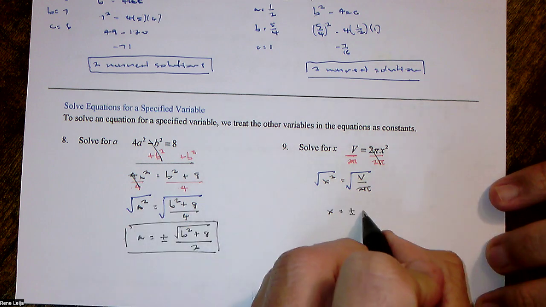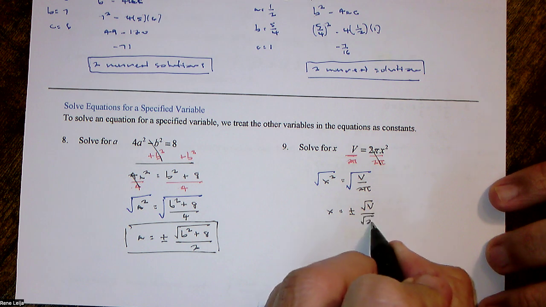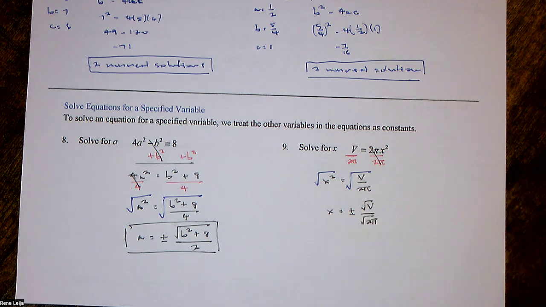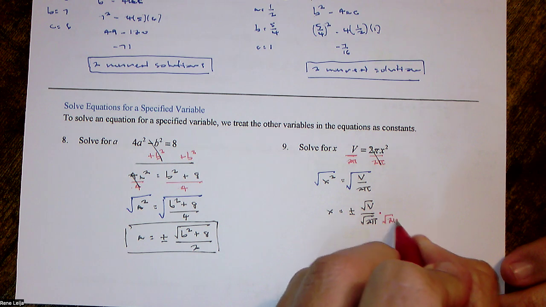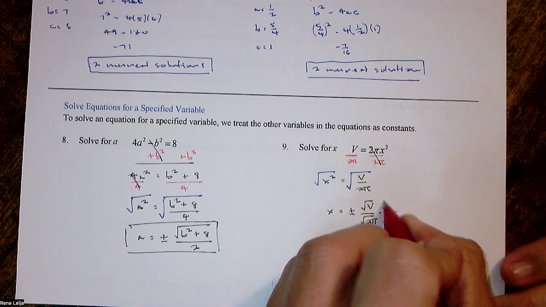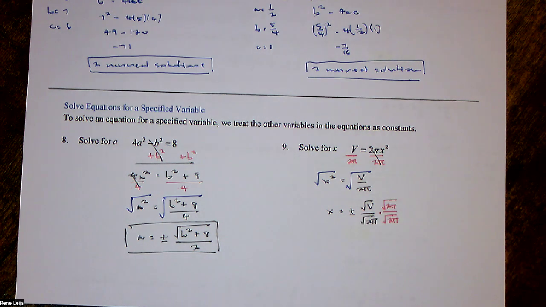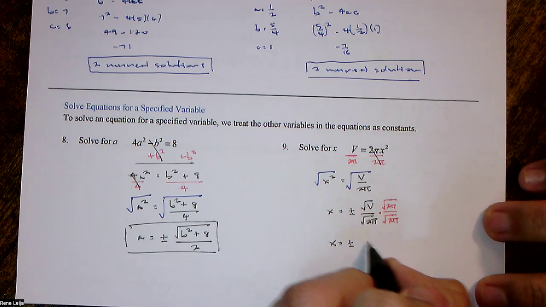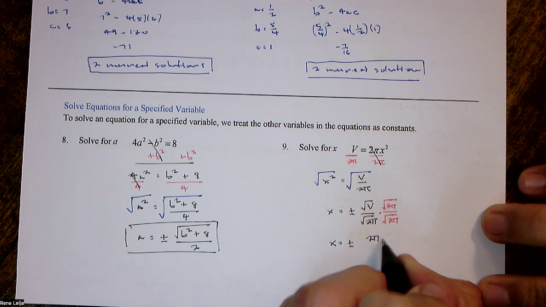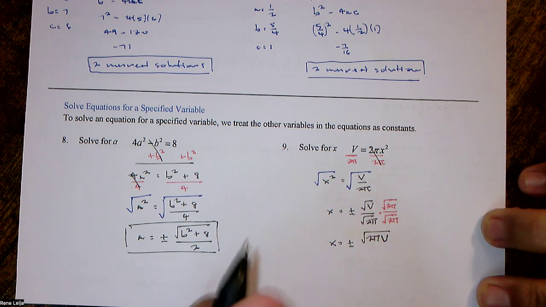I'm going to go ahead and split this apart. The square root of v over the square root of 2 pi. Again, I'm not allowed to have a radical in the denominator, so I have to rationalize. So I'm going to multiply the top and the bottom by the square root of 2 pi. So now we get x equals plus or minus, well, in the top, that's just going to be the square root of 2 pi v.